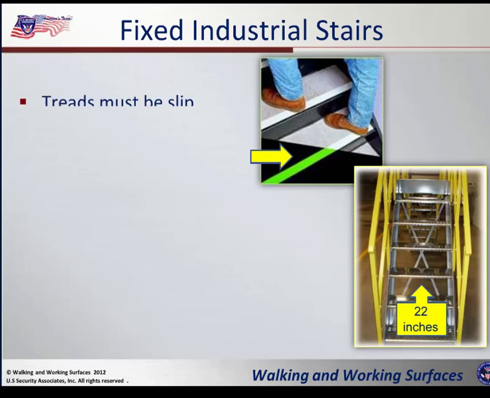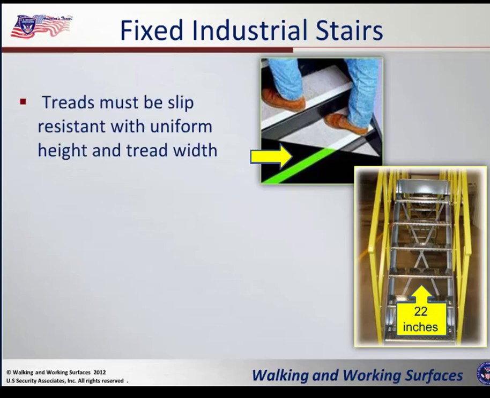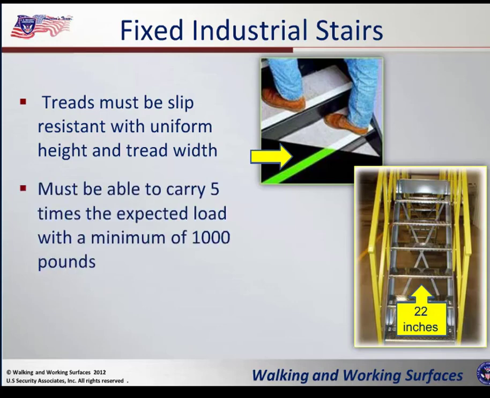Okay, let's take a look at fixed industrial stairs. Obviously, the treads must be slip resistant. Now, what you have to know is that they also need to be uniform in height and tread width. So if we take a look at this first picture here, where I've got the arrow pointing, this is the tread. And again, the nice thing about these treads is if that hallway is dark, it lights up in green. Now, these stairs also must be able to carry 5 times the expected load with a minimum of 1,000 pounds. And they also have to be a minimum width of 22 inches.